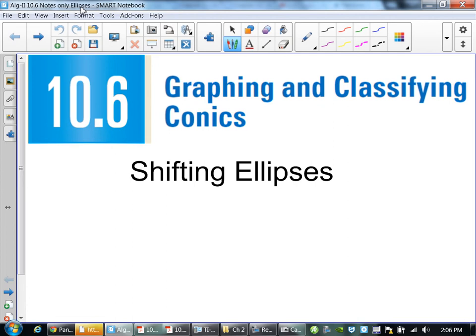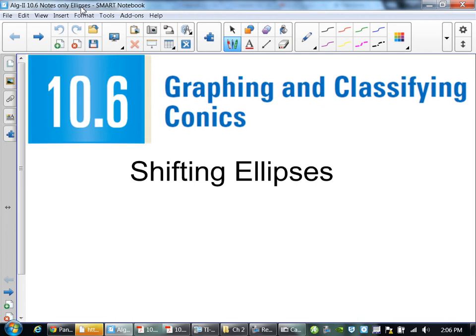A is still going to be the distance from the center to the vertex. The B value is still going to be the distance from the center to the co-vertex. The C value is still going to be the distance from the center to the focus. All of that is the same. It doesn't change whatsoever. What changes is where the center is.